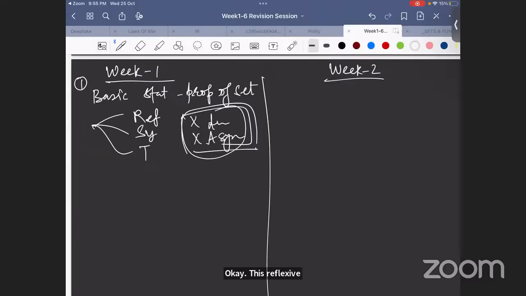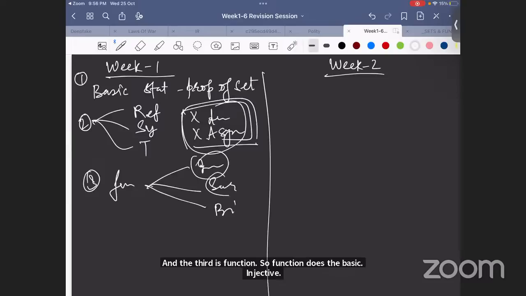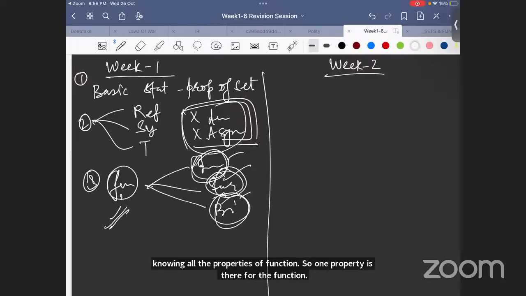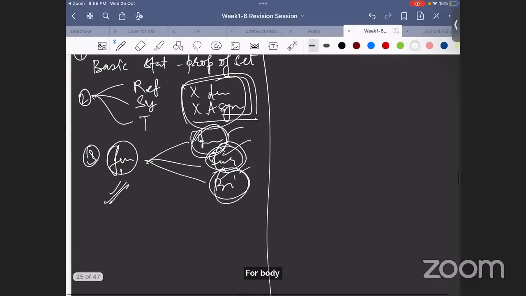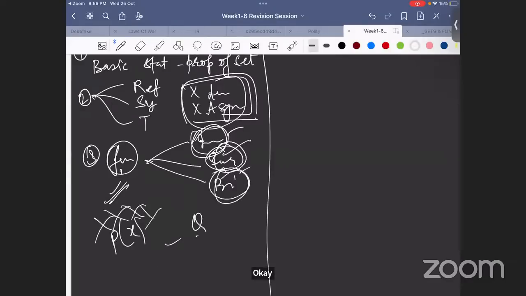Reflexive you should know. Symmetric, whichever examples we have discussed, you should know all those examples. And the third is function. For function, they'll ask just the basics: injective, surjective, bijective. All the properties of function you should know. There won't be any difficult question where they give a difficult polynomial and ask whether this is surjective or not. I'm telling you explicitly.